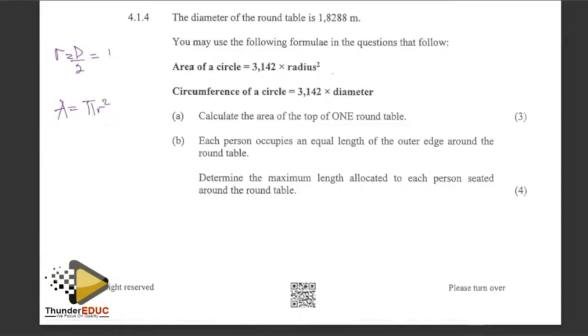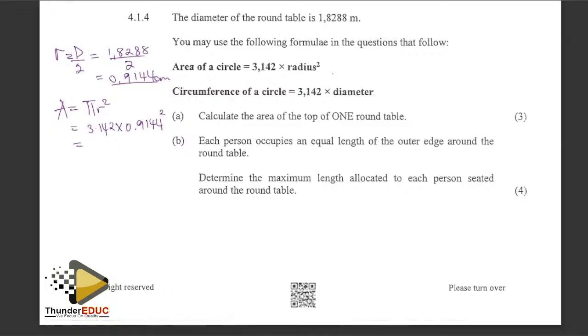I've already told you the diameter is 1,8288. We divide this by 2, you end up having 0,9144. This is the radius. Then you substitute it here. Pi, it's always 3,142 times 0,9144. Don't forget, it's supposed to be squared. All right, there we go.